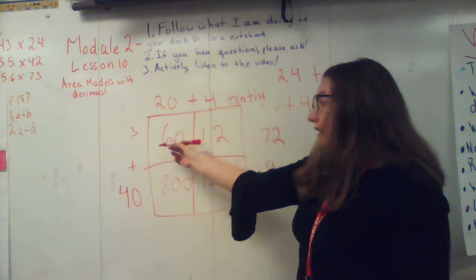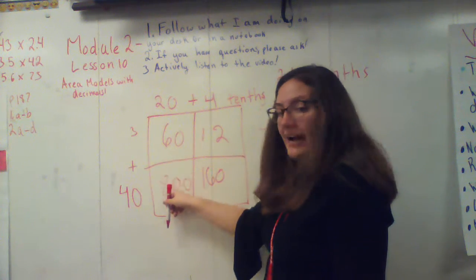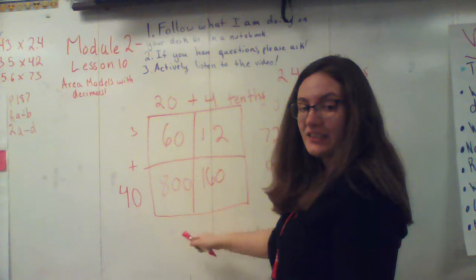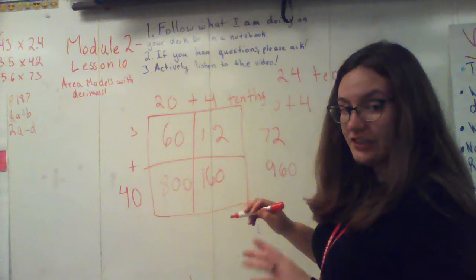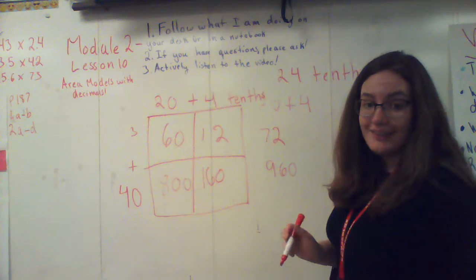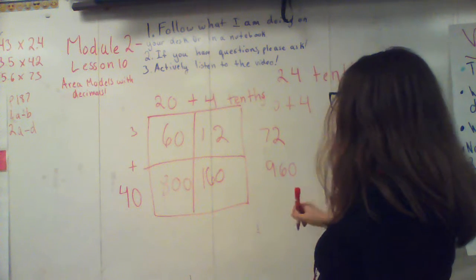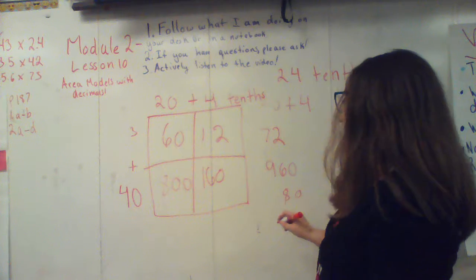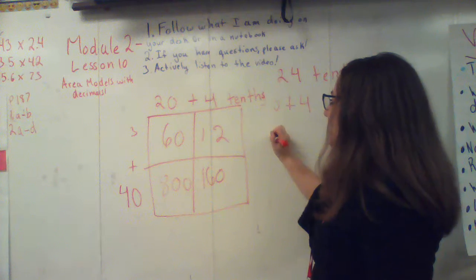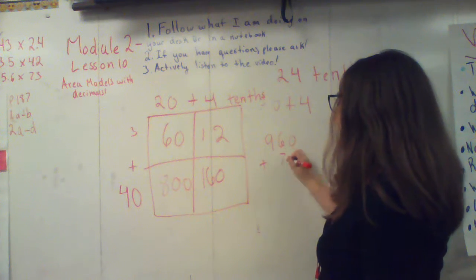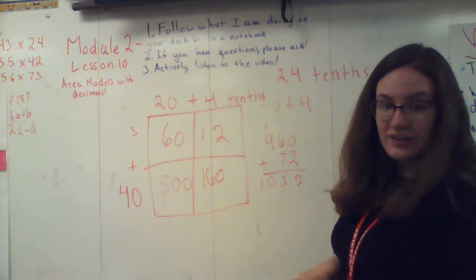Now, me adding these up like this is a little bit different from what you're used to as well. Normally in class, we would add up going like this and just adding up these two numbers down here and then adding up these two numbers down here. But we're going to change it up just a little bit, and I'll show you why when we do the standard algorithm. So I have 72 plus 960. I'm going to add these up, and I'll change that around a little bit. So I have 960 plus 72. I add them up, and I get 1,032.